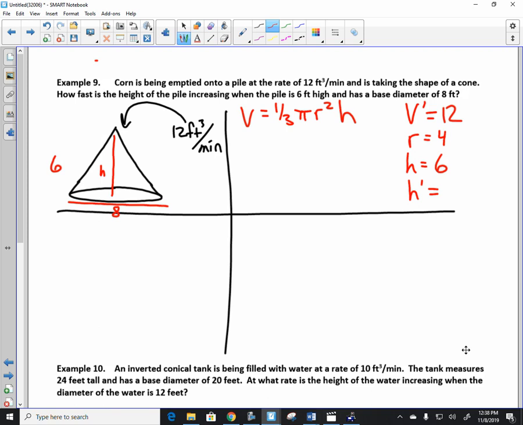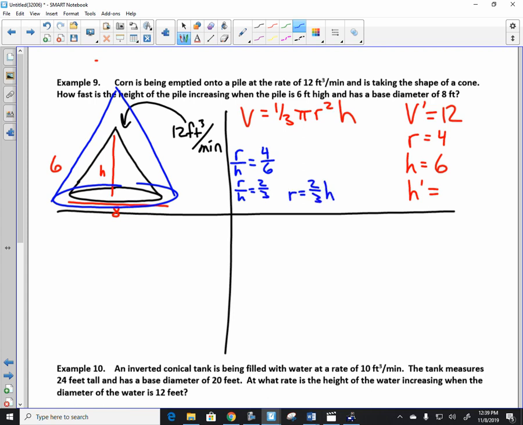So here's the deal. This cone is going to continue to get bigger and bigger and bigger, right? And it will grow in proportion. So look at what we have. If you take the radius divided by the height, what is the current radius? 4. What is the current height? 6. Or the radius over the height is always 2 over 3. Or the radius is always 2/3 the height.